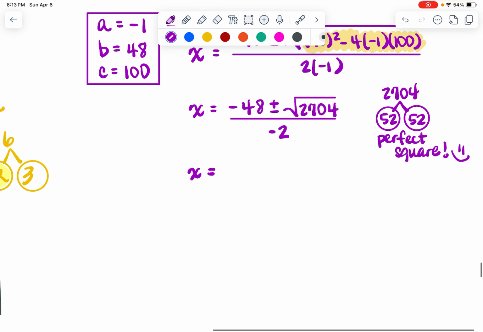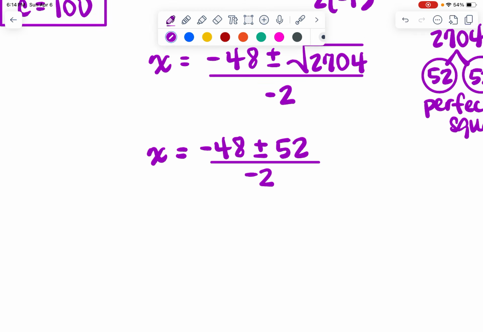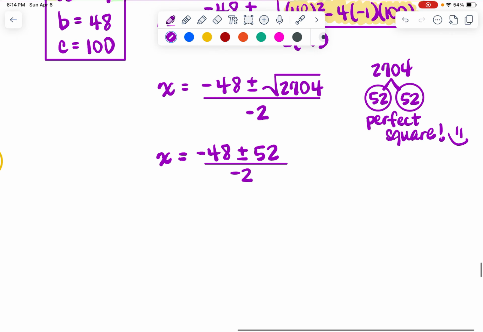Which means that's awesome. That means I don't have a square root in my answer anymore. So it's negative 48 plus or minus 52 divided by negative 2. Now, the cool thing about perfect squares is we can actually get nice, pretty answers and not have to leave it looking like this mess, right? So here we go. We're going to break this up. I'll use orange, right? Or I guess pink. I'm going to split this, right?